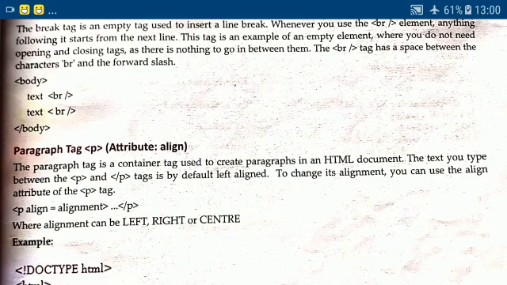Suppose I want my paragraph on the right side, so I will write P align is equal to right, and I will write my text inside the tag. Then at the end I will close the P tag. So my paragraph comes on the right side.